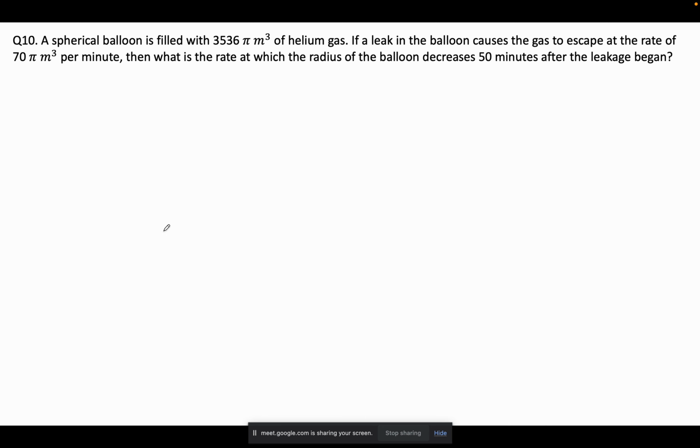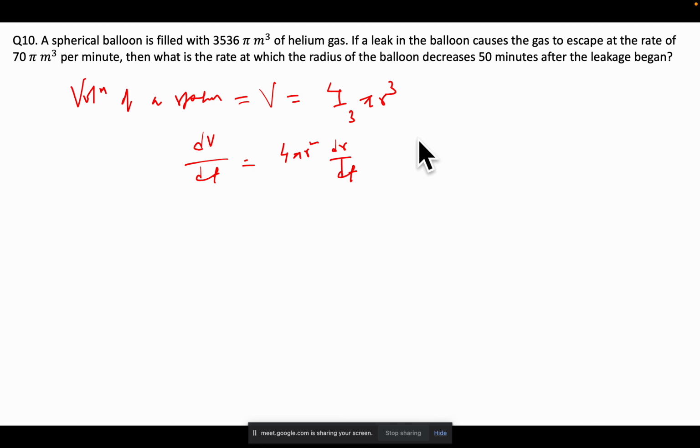What we know that the volume of a sphere is V equals 4 by 3 pi r cube. Okay, so therefore dV by dt will be what? dV by dt, if you do, then you will get this as 4 pi r square dr by dt. Now what we require? We require the rate at which the radius is decreasing after the time t, 50 minutes has passed. Okay, and now for that what you require? You require the r after 50 minutes has gone.